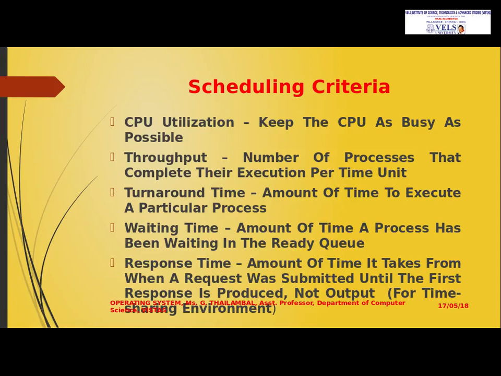And turnaround time. Turnaround time is nothing but the amount of time for executing the process from the start to the end. The time taken by the CPU for executing that process is called turnaround time. And what is waiting time? It is the amount of time a process is waiting in the ready queue. As we all know, only from the ready queue the process will be taken and given to the CPU for execution. That means the OS will place all the processes in the ready queue only for the first time.